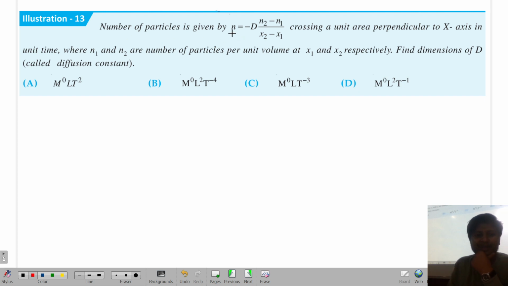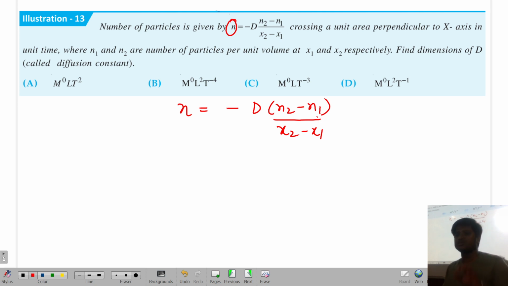Okay. Number of particles is given by n. Your equation is given: minus D, N2 minus N1 divided by X2 minus X1. Be silent, those who don't want to discuss can go, but maintain the silence. It is given that the number of particles crossing a unit area perpendicular to the X axis in unit time is given by this. I think something is missing over here in this whole question. Okay. So actually try to understand.